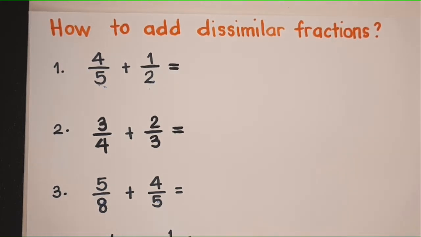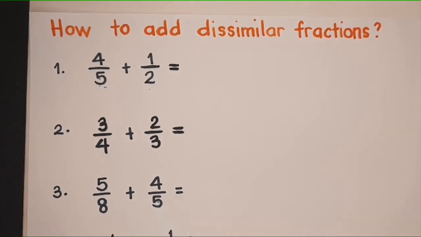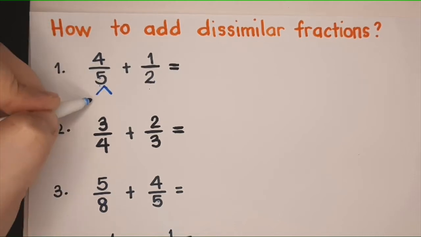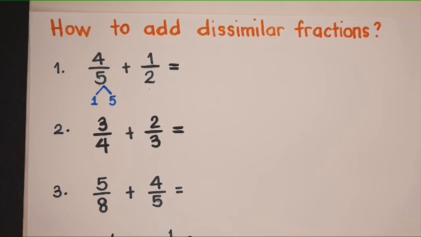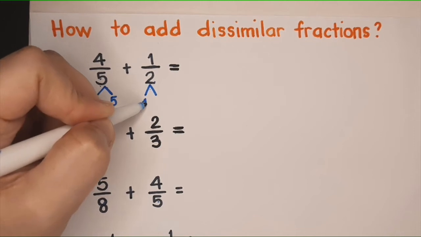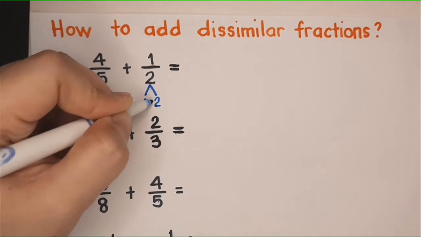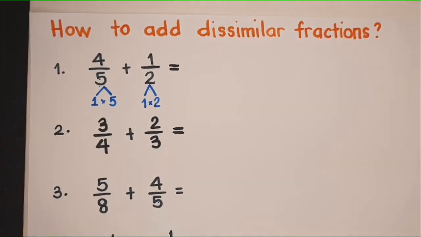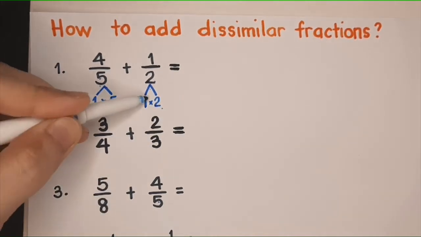Okay, but if you notice that the denominators don't have a common factor aside from 1. What do I mean by that? Ito, di ba ang 5? Ang factors niya, 1 times 5. Right? Wala na, di ba? Yun lang yung maiisip nyo. Yeah? Okay, what about 2? It's 1 times 2. Right? Let me put a multiplication sign here. Like that. You see? So, ang common lang sa kanila na factors ay 1.